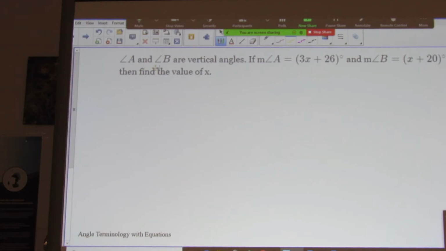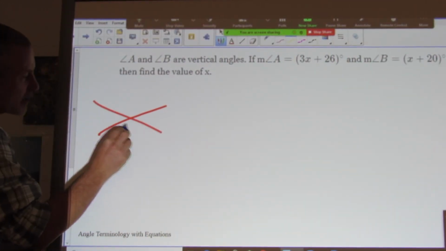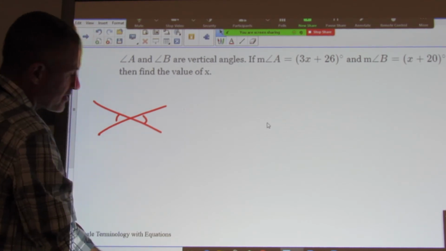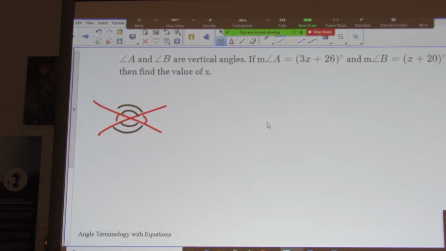It says angle A and angle B are vertical angles. We know that all vertical angles are equal to each other. So if we had a diagram like this, I know that these two angles would be equal to each other, and I know that these vertical angles would be equal to each other as well.